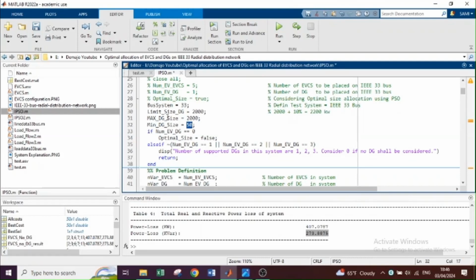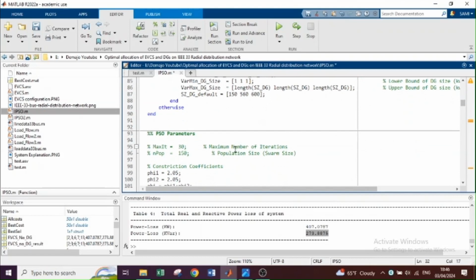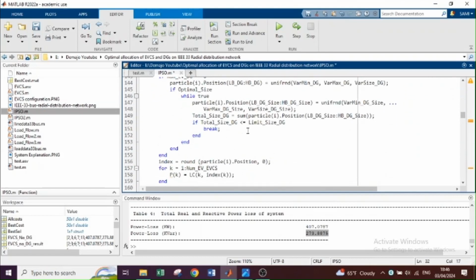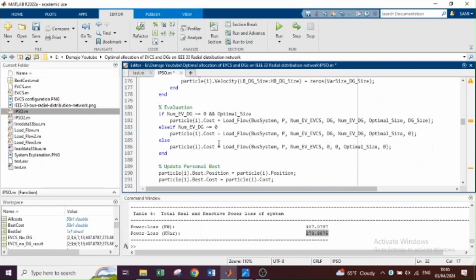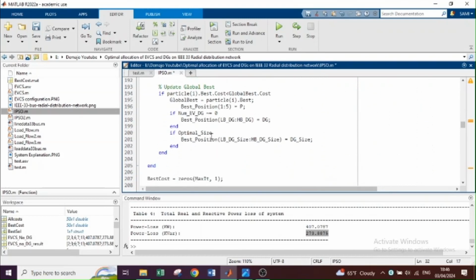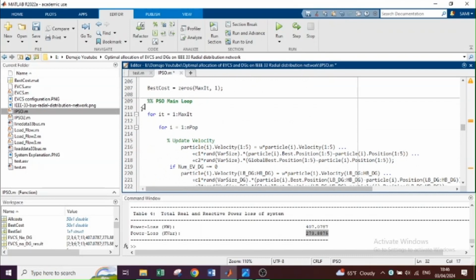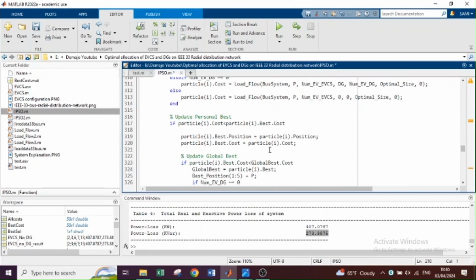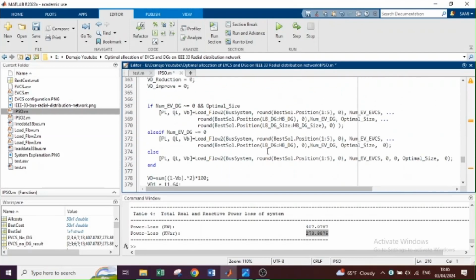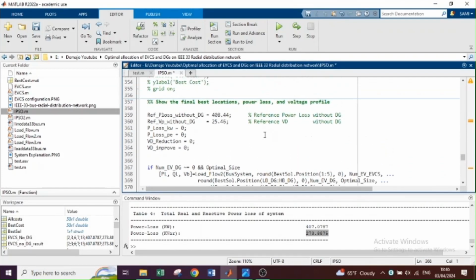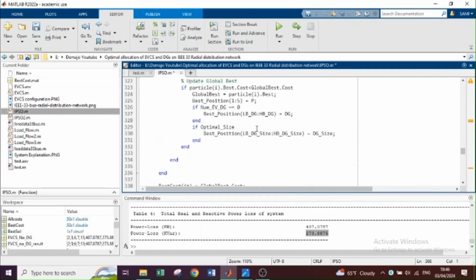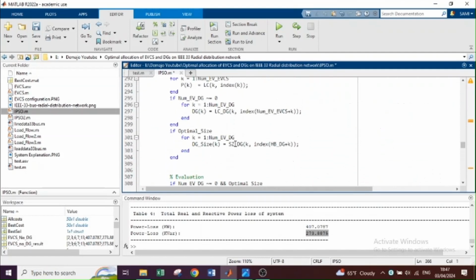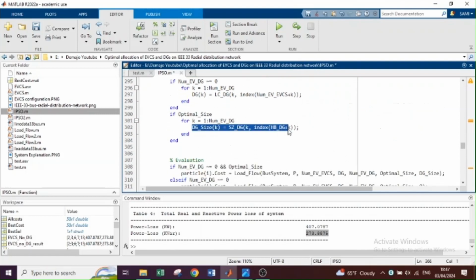The maximum DG size says that the individual DG size has to be within that boundary from 2000 to 50. So the IPSO will basically go through the first iteration, and then it goes through the main loop, which starts from the first iteration until the last iteration we defined. And in here, you can see the entire code that will allocate the DGs and EV charging stations for our system.